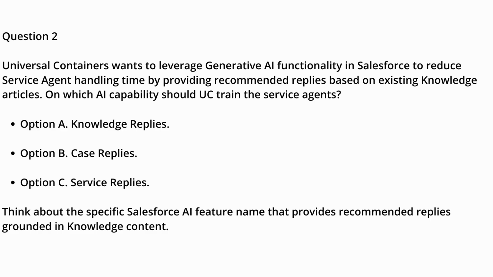Question 2. Universal Containers wants to leverage generative AI functionality in Salesforce to reduce service agent handling time by providing recommended replies based on existing knowledge articles. On which AI capability should UC train the service agents? Option A, knowledge replies. Option B, case replies. Option C, service replies. Think about the specific Salesforce AI feature name that provides recommended replies grounded in knowledge content.